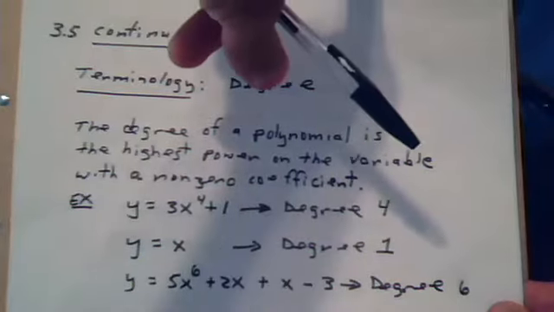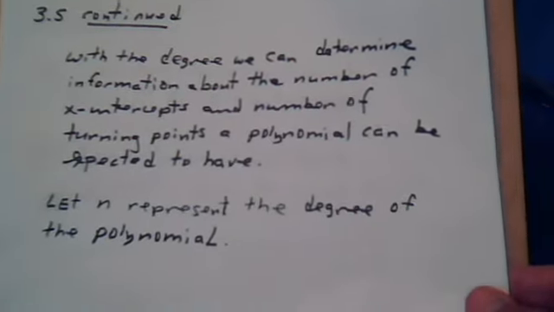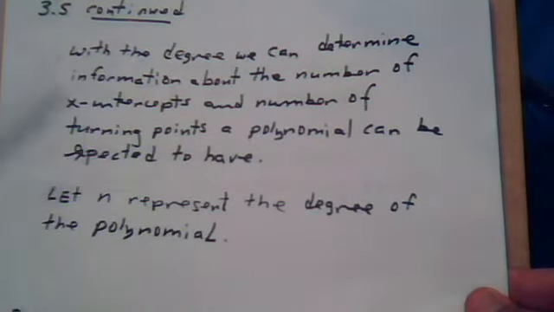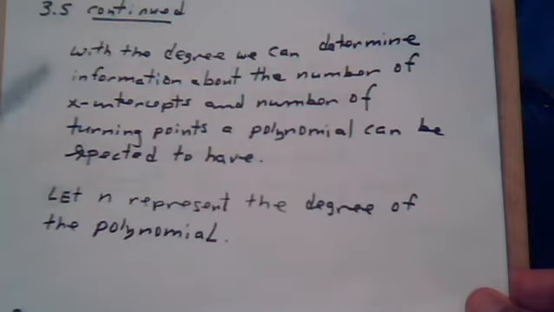Once you have the degree of a polynomial, you get 2 more pieces of information. We're going to let the degree of the polynomial equal n. So if n was 5, degree was 5, then we would expect on the graph at most 5 x-intercepts. And we would expect at most 5 minus 1, which is 4, turning points on the graph.